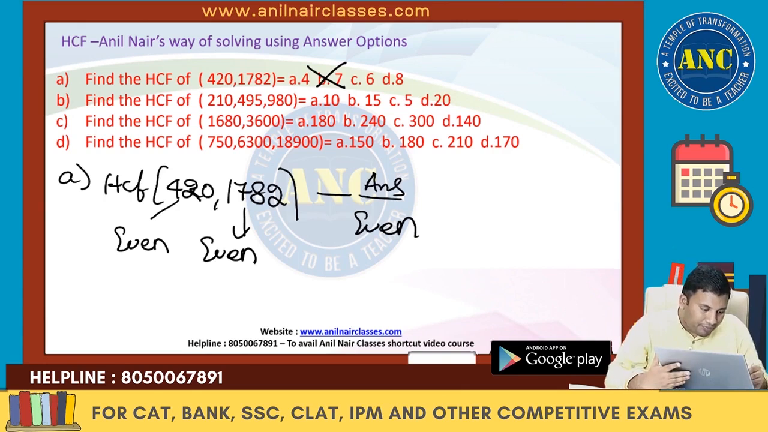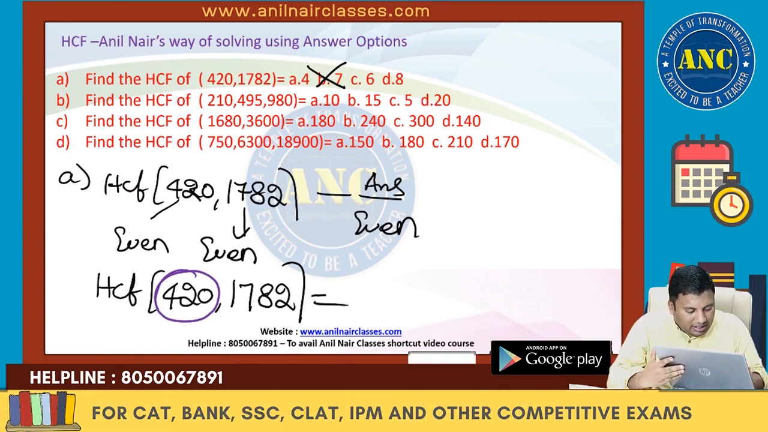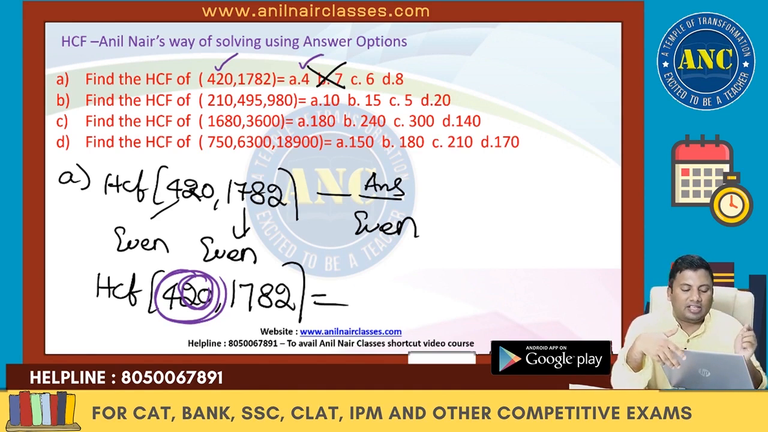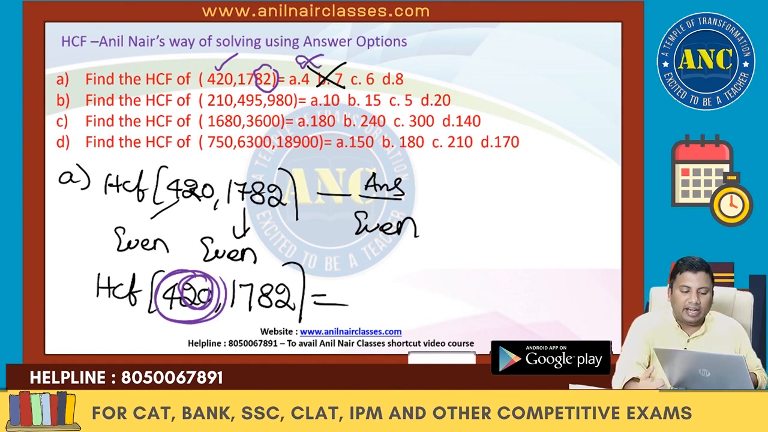Next one, HCF of 420 and 1782. Listen carefully. 420 is divisible by 4, because the last two digits are divisible by 4. If I assume the answer as the first option, 4, then since the output and one number are divisible by 4, the other number should also be divisible by 4. 82 is not divisible by 4. That means my assumption is incorrect. Again I am explaining.